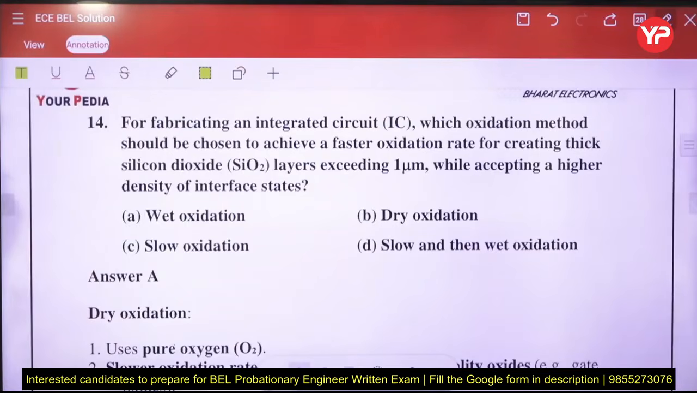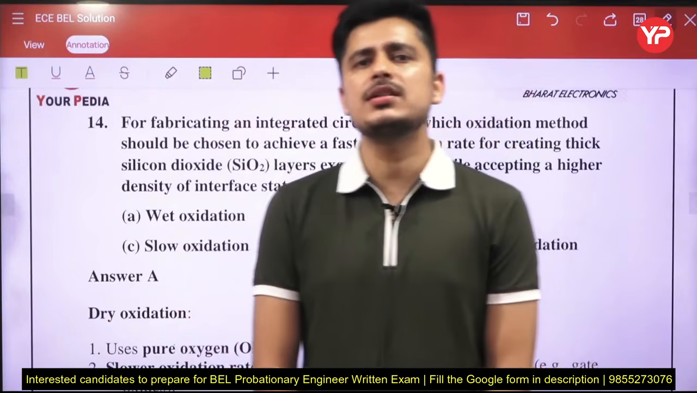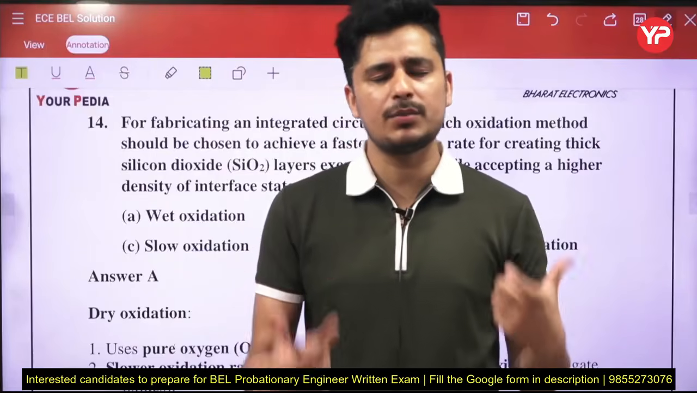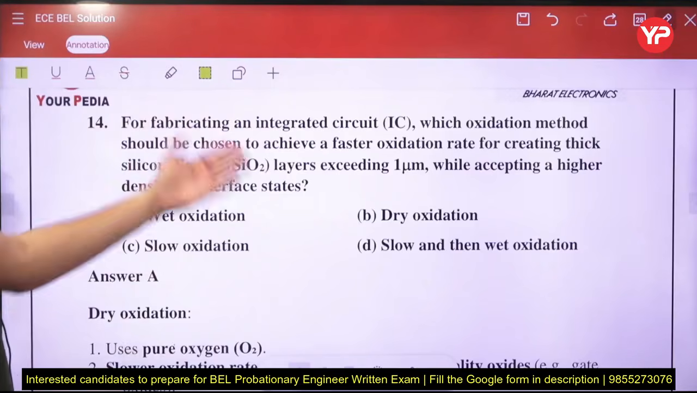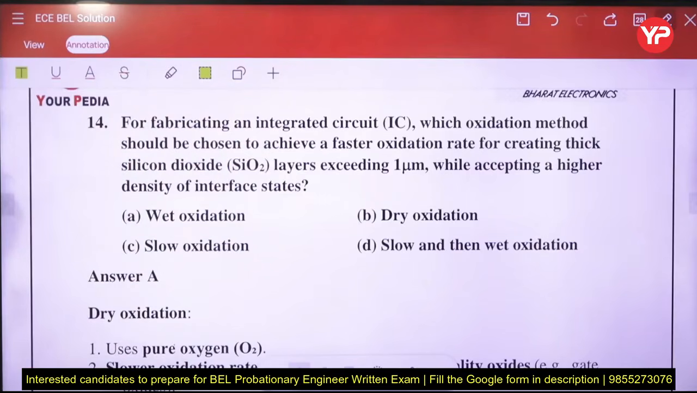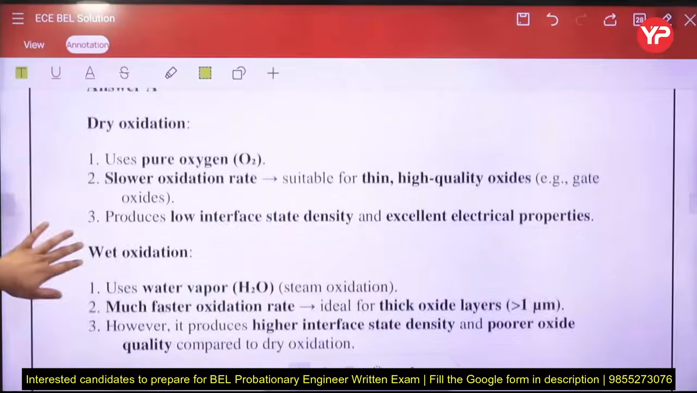Next, for fabrication, this is the most important thing. This time they asked a question from VLSI, where we are fabricating CMOS inverters. In a CMOS inverter, we generally fabricate the PMOS and NMOS on a single chip, but we provide isolation between them, right? For fabrication of an integrated circuit, the oxidation method should be chosen to achieve a faster oxidation rate and create a thick SiO2 layer exceeding 1 micrometer, which accepts a higher density of interface states. That will be wet oxidation. Dry oxidation has very little thickness, but wet oxidation has a very high thickness, up to 1 micrometer.